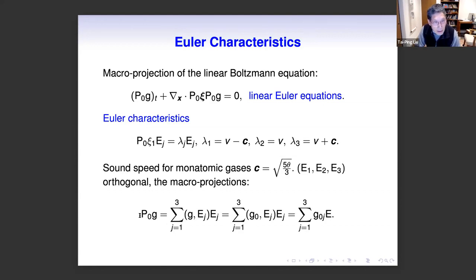So down here, I simply say that P0, which is the projection to the kernel of L, can now be written as such. And P0 is the macro part of G. And you can decompose this. Oh, I missed an EJ here, sorry. This is EJ. Okay, so these are the linear Euler equations.